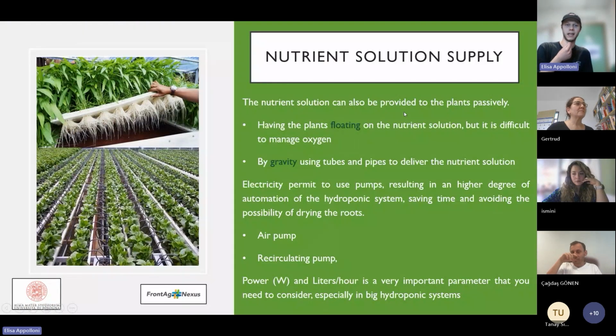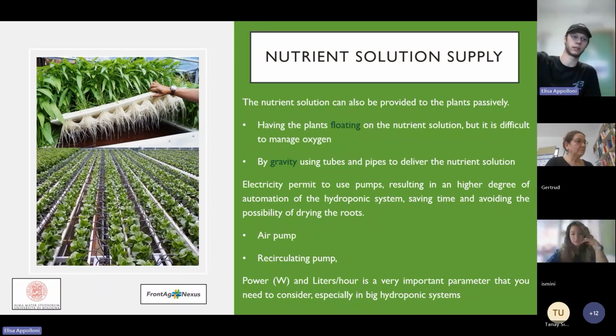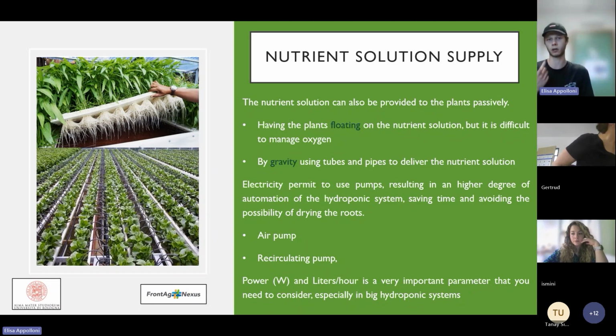So the air pumps may be used, as we said before, in the floating system in order to increase the amount of oxygen that is dissolved inside the nutrient solution. Meanwhile, the recirculating pumps are used in systems like in the image on the bottom, on the left, where the pump sends directly the nutrient solution to the roots of each single plant, and then it is collected back in the main tank. In these cases, it's very important to consider the power and the liters per hour that are produced by the pump, which are very important parameters that must be considered, especially in very big hydroponic systems.